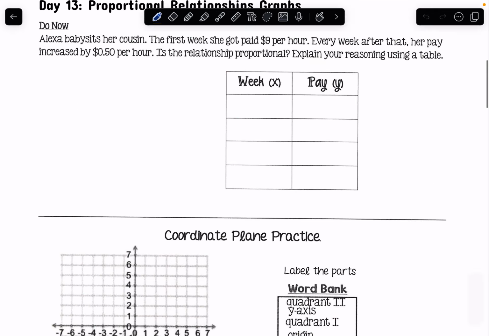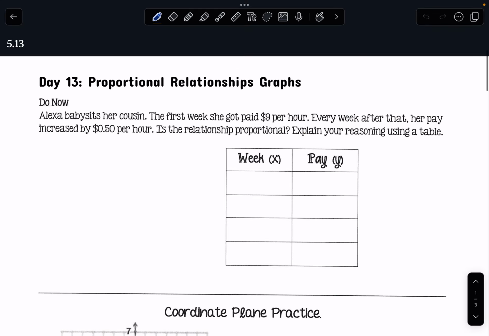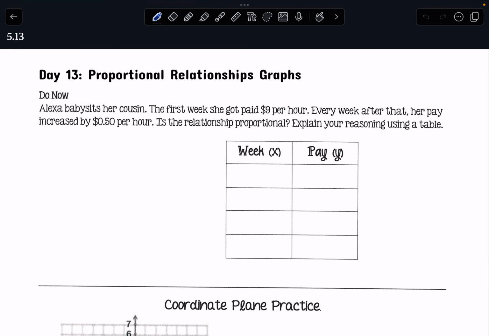So we're beginning day 13 on page 26 of the Do Now. Alexa babysits her cousin. The first week she got paid $9 per hour. So we got paid $9 in week 1. Every week after that, her pay increased by 50 cents per hour. So that's saying that in week 2, we'll be paid $9.50. In week 3, we'll be paid $10. And in week 4, we'll be paid $10.50.